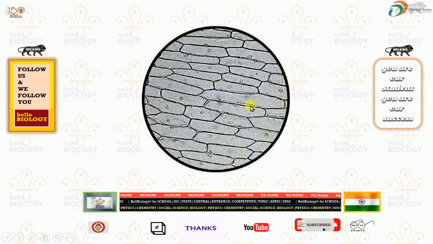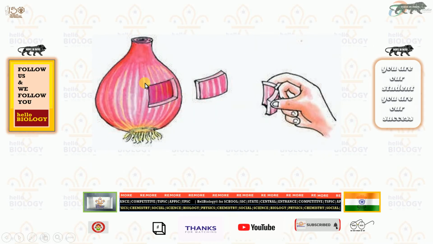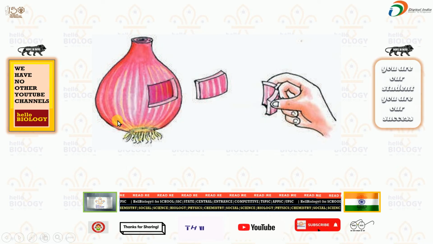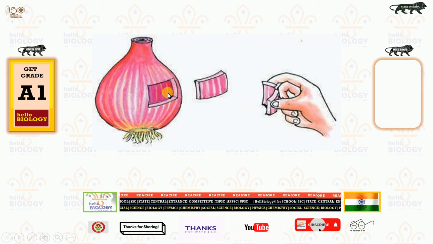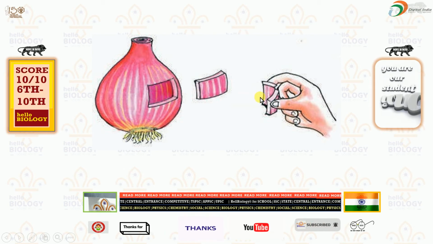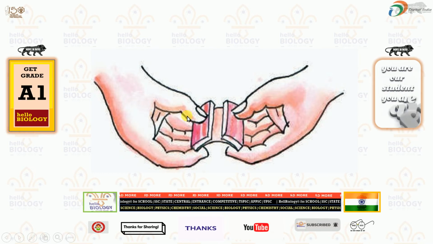You also need to remember the requirements while performing any activity. You can see here, we took an onion bulb, and we took a fraction of that and held it in our hands. After that, we just peeled out the layer. Then we focused under the microscope.